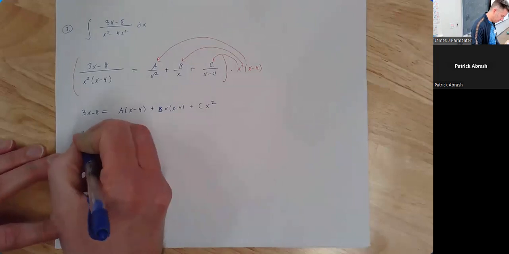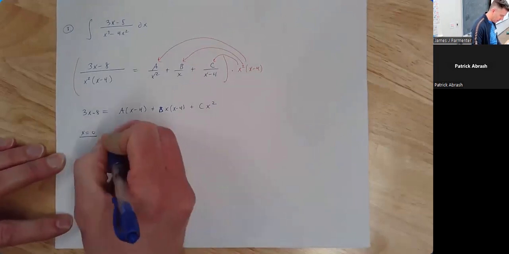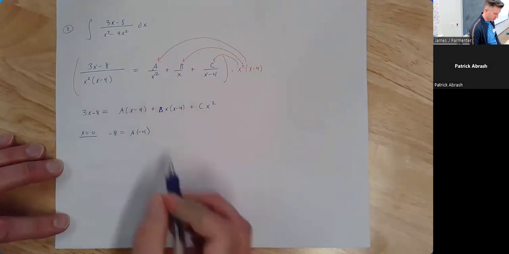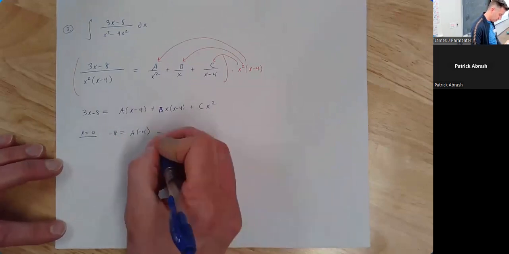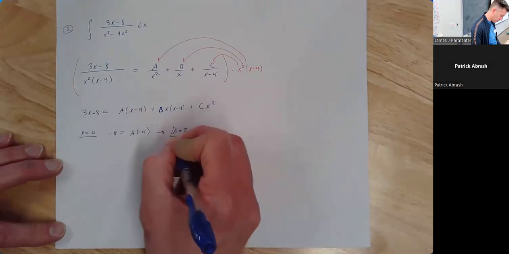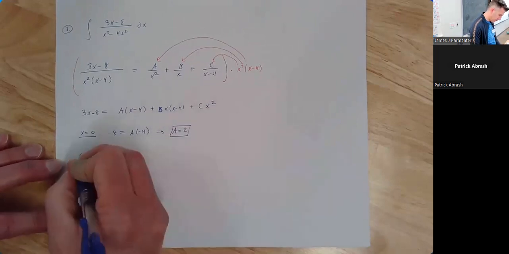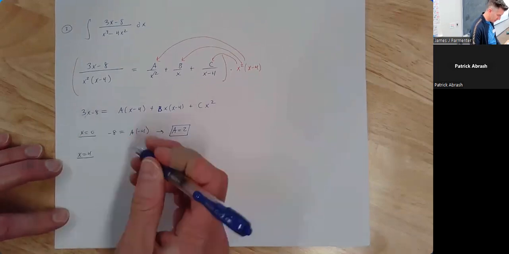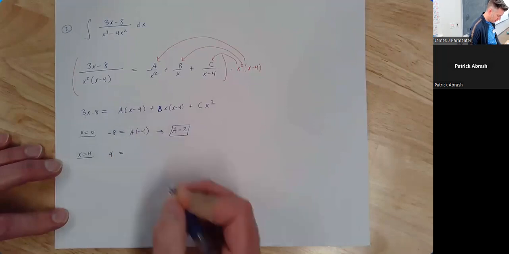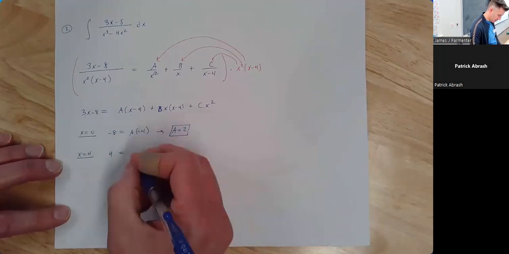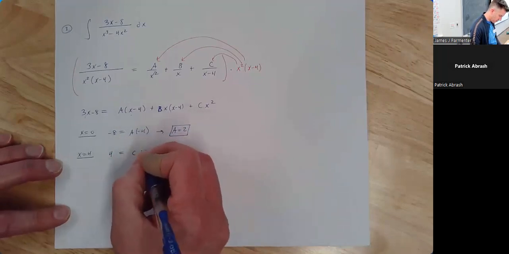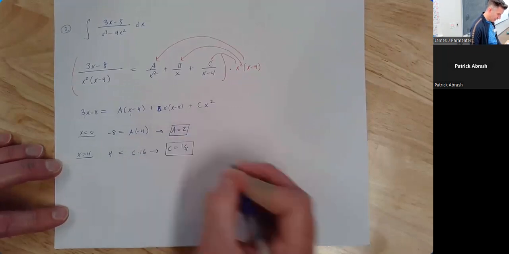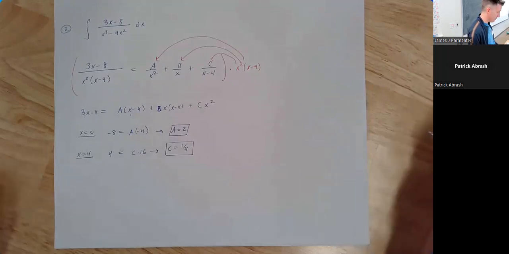So if we set x equal to 0, I'm going to get -8 on the left. I'm going to get A times -4 on the right, plus B times 0 plus C times 0. So I'm going to get A equal to 2. Setting x equal to 4, I'm going to get 3 times 4, which is 12, minus 8, so 4 on the left, and 0 plus C times 4 squared. So I'm going to get C equal to 1/4. And now I have run out of convenient values of x.